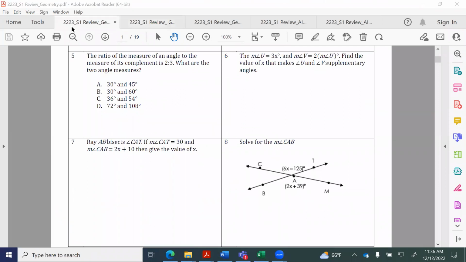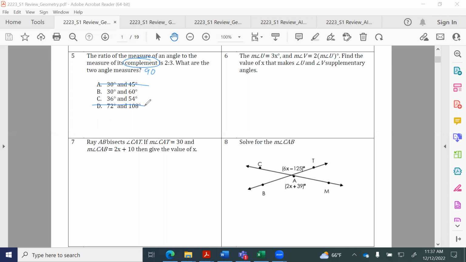All right, on number 5, the ratio, the measure of an angle to the measure of its complement is 2 to 3. What are the 2 angle measures? Well, first off, this question, you could actually do this one without doing any work at all. So if we look at this, complements again, that means they have to add up to what? We said it's 90. So here they have to equal 90, but look at those answer choices. Does A equal 90? No. Well, that one's out. Does D equal 90? No. So that one's out. Only the two in the middle do. Hey, we got a 50-50 shot.